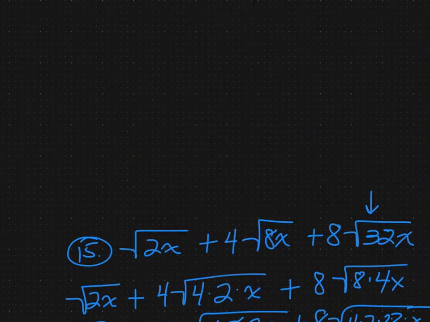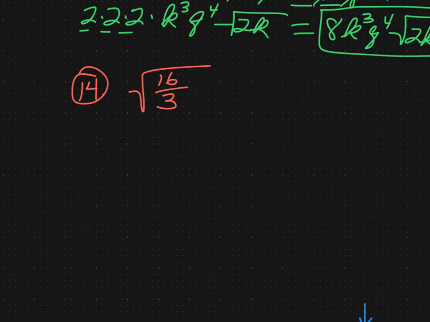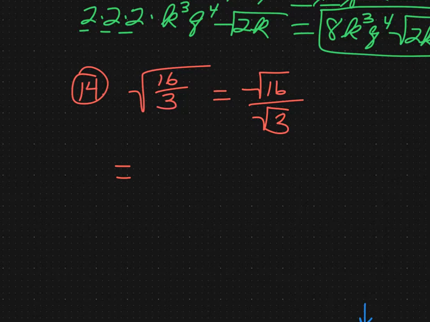Okay, now we'll back up to 14. You had a good start on 14. You want to start by busting that up into the square root of 16 over the square root of 3. And then if you square root the 16, you do get 4. So this is what you put for the answer.